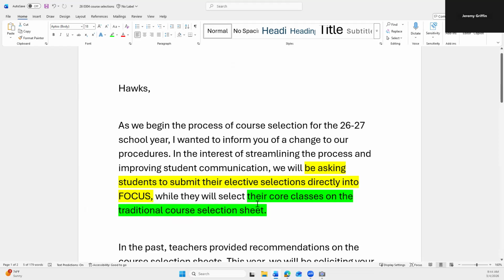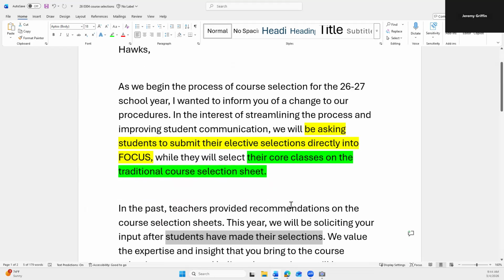Okay, and then select your core classes on a traditional course selection sheet. I know I've seen a couple of those going around. In the past, teachers made recommendations on the selection sheets. This year, they're looking for teacher input after students have made their selections. Okay, so course changes coming up soon. I think you guys are supposed to have 4 math before you graduate. Is that right? 4 math. All right.